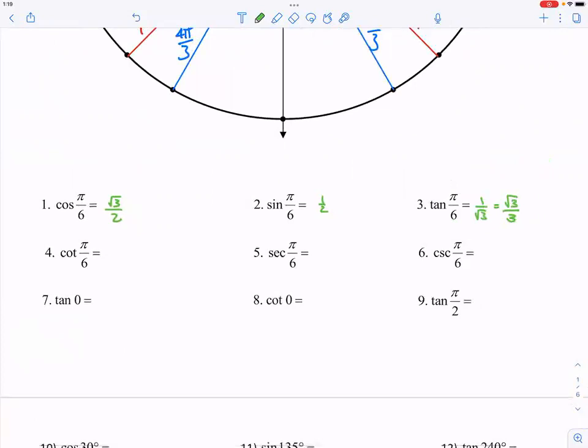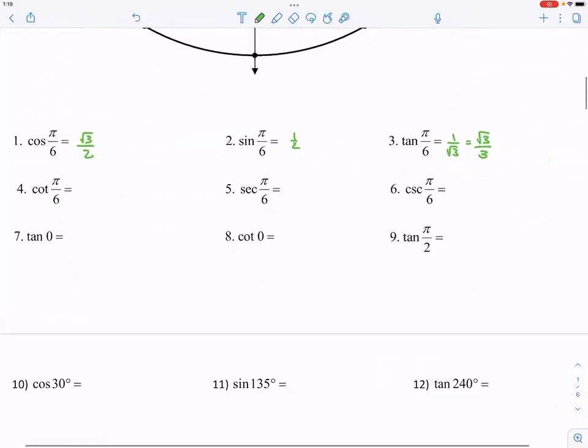Any question for question 1, 2, and 3? Good.